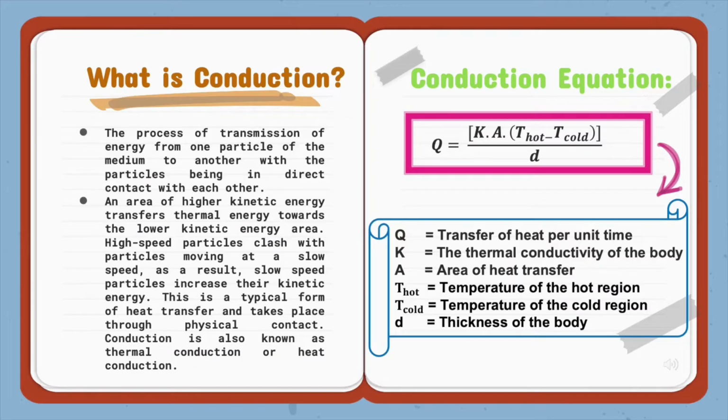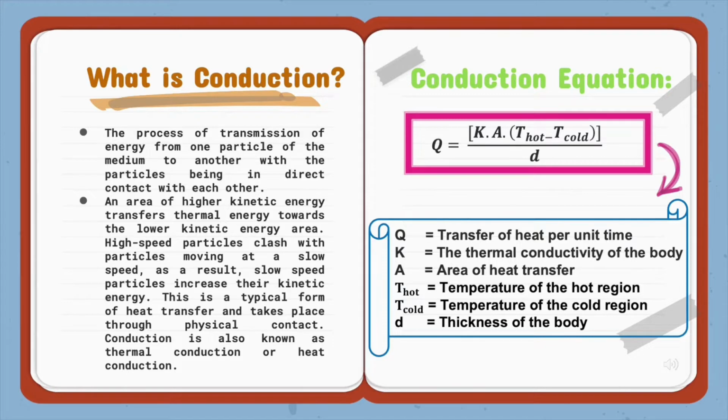What is conduction? Conduction is defined as the process of transmission of energy from one particle of the medium to another, with the particles being in direct contact with each other. Conduction happens when an area of higher kinetic energy transfers thermal energy towards the lower kinetic energy area. High-speed particles clash with particles moving at a slow speed. As a result, slow-speed particles increase their kinetic energy. This is a typical form of heat transfer and takes place through physical contact. Conduction is also known as thermal conduction or heat conduction.